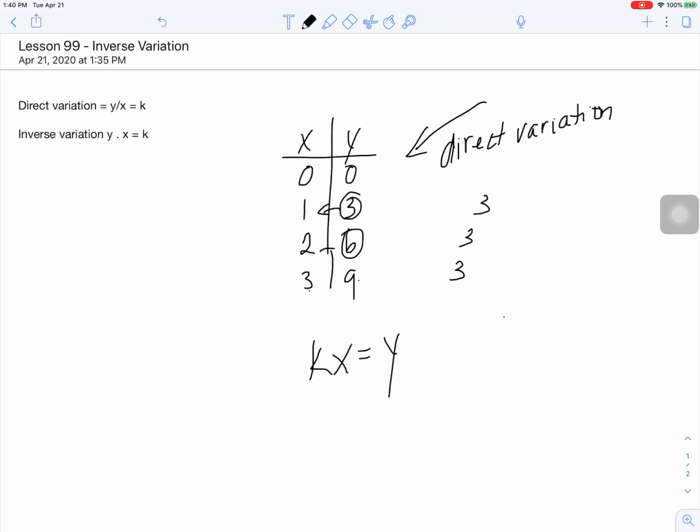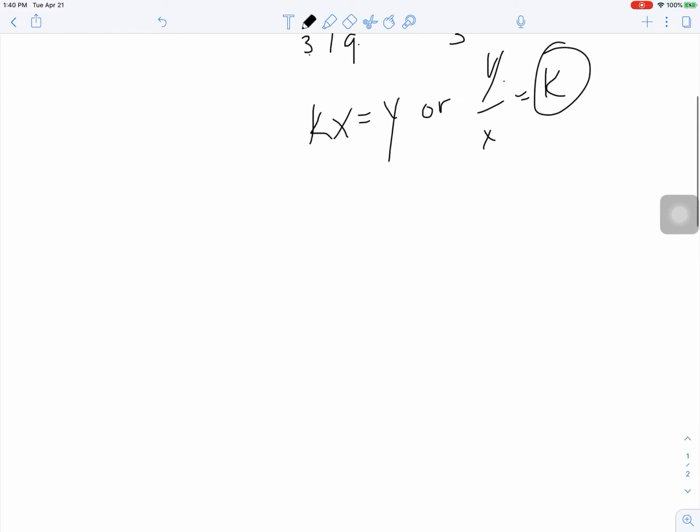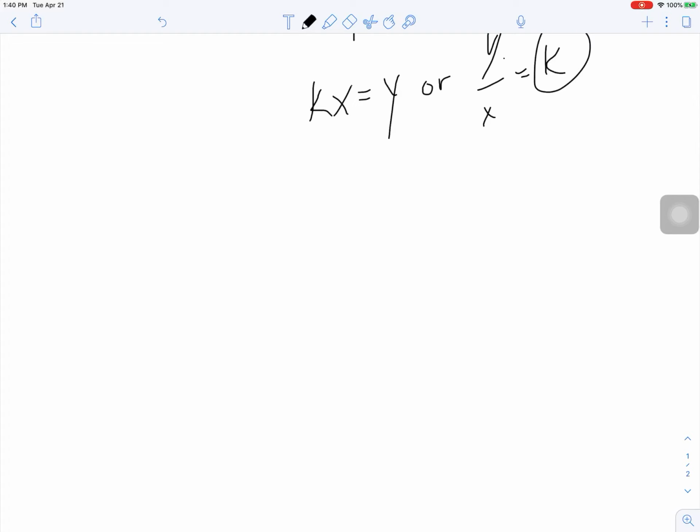Right? So you could do kx equals y, or you could do y over x equals k. K is your constant. Okay? Inverse variation is what we are looking at today. That's a little bit different.